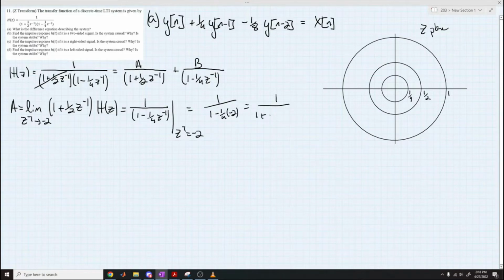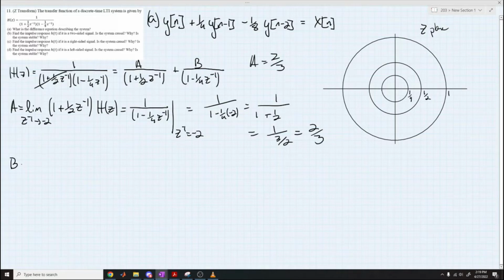That's plus 1/2, which then is going to be equal to 1 over 3 over 2, which is equal to 2/3, right? So A is equal to 2 over 3. And for B, it's the same thing. What I would need is z to the negative 1 to equal 4, right? Because if z to the negative 1 equals 4, then I'll have -1/4 times 4, which is -1. 1 minus 1 equals 0, and that term goes away.